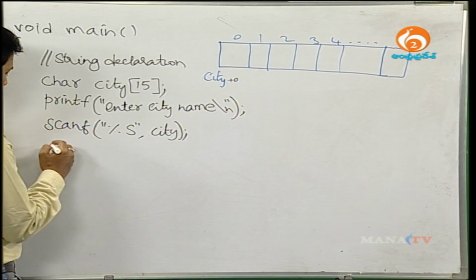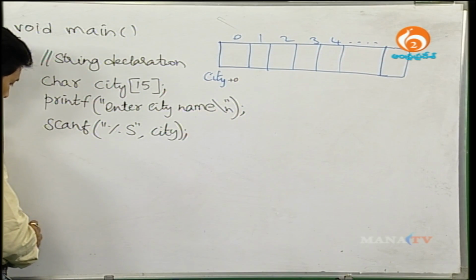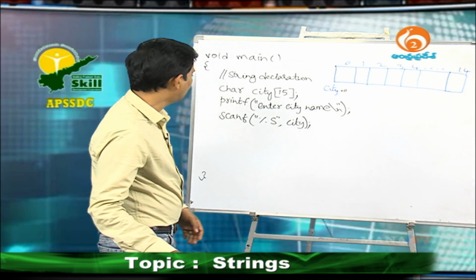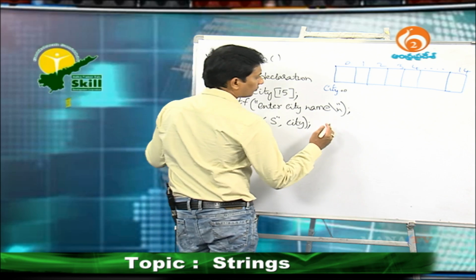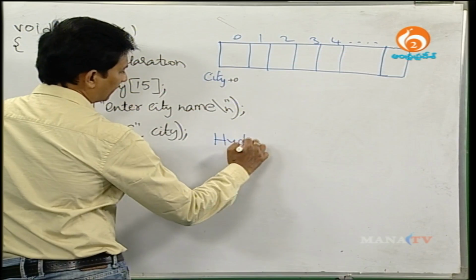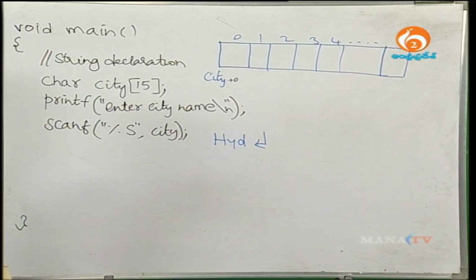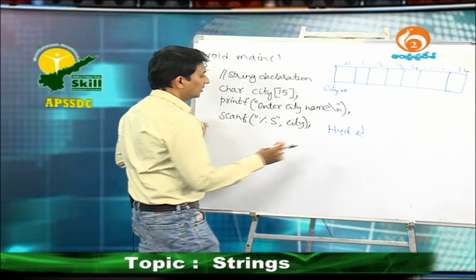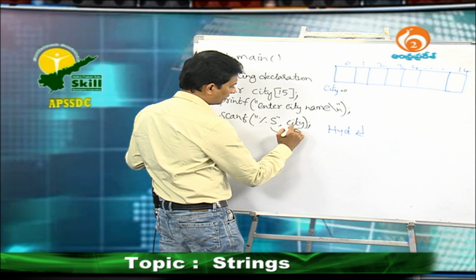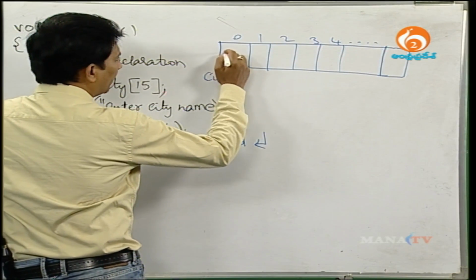Next, closing the braces. Suppose I entered one city name, that is HYD. This HYD is read from the keyboard and stored into city. It will be stored in this manner.